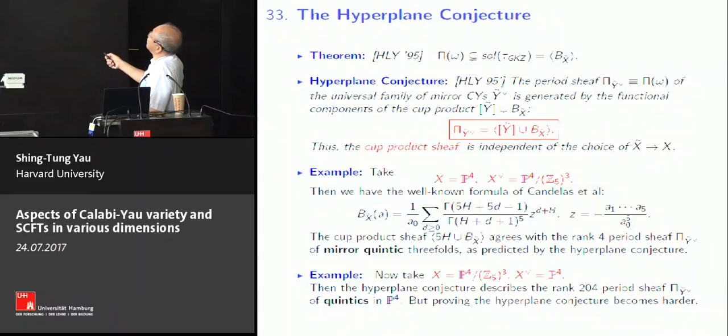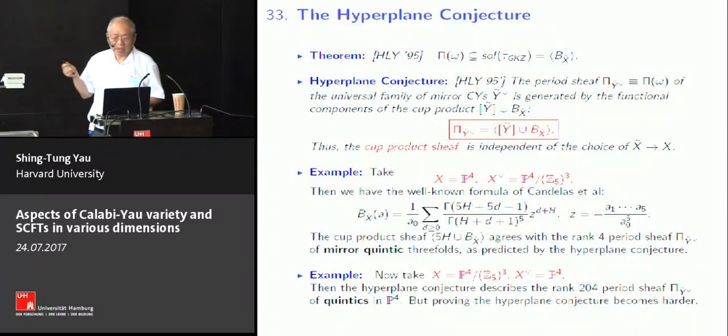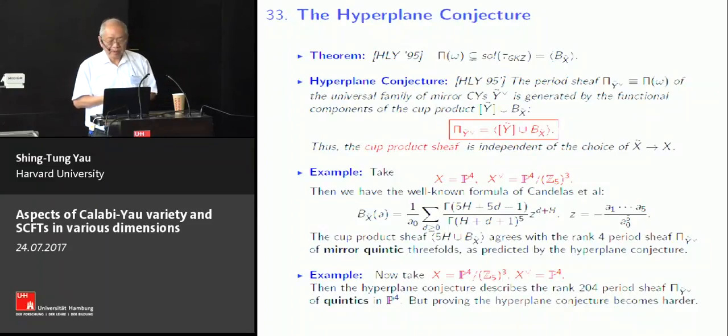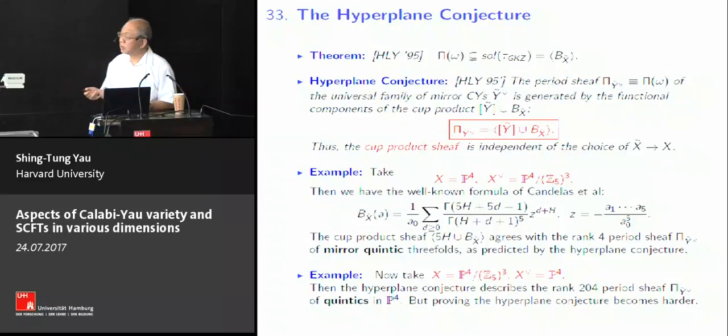a long time ago, the solution space of the periods is a solution of this GKZ system related to this. The period integral we conjecture, to be precise, to be exactly generated by the functional component or the cup products of this B_X that I just defined, by cup product with Y tilde. So this is the conjecture we make, and this was proved only in some special cases so far.